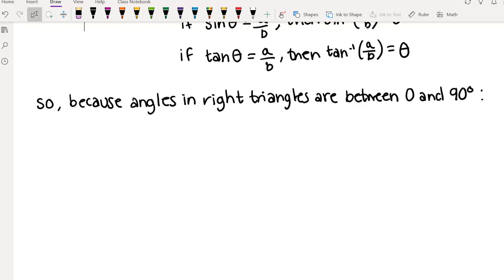Basically, it tells us that inverse trig just kind of works nicely. It's going to give you the angle you're looking for. It's not going to give you some other angle that wasn't the angle that you're actually looking for.